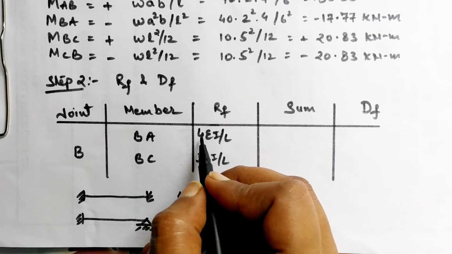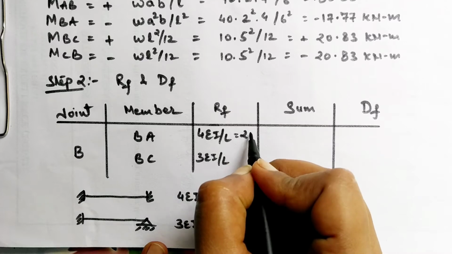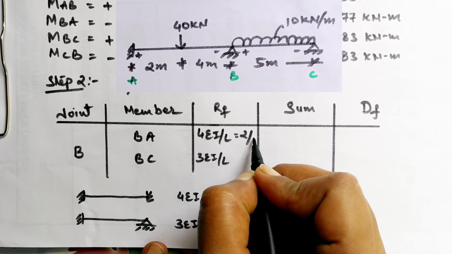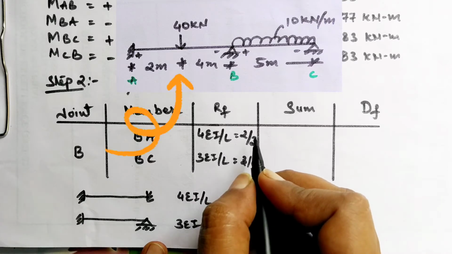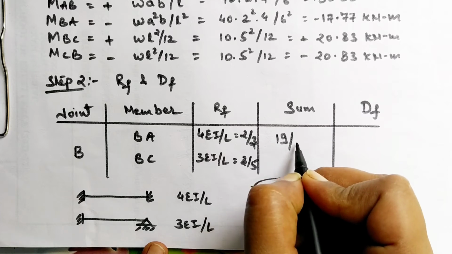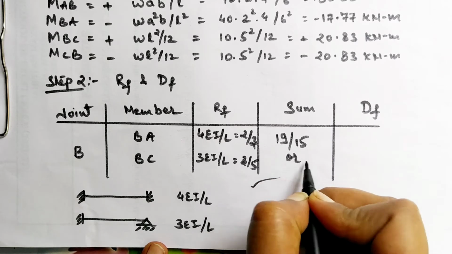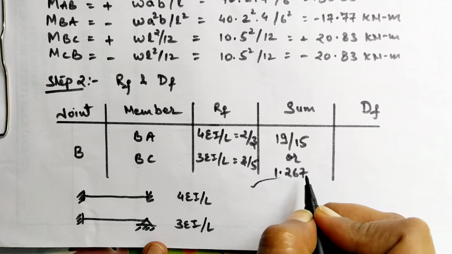Now if EI is twice or thrice, accordingly we'll be writing. In this question, since EI is constant, I am just substituting the value of L. L is 6 in BA. L will be 5 in the BC member, so I'll be writing that. The sum is 19 by 15, or in decimals we can write it as 1 point this much.